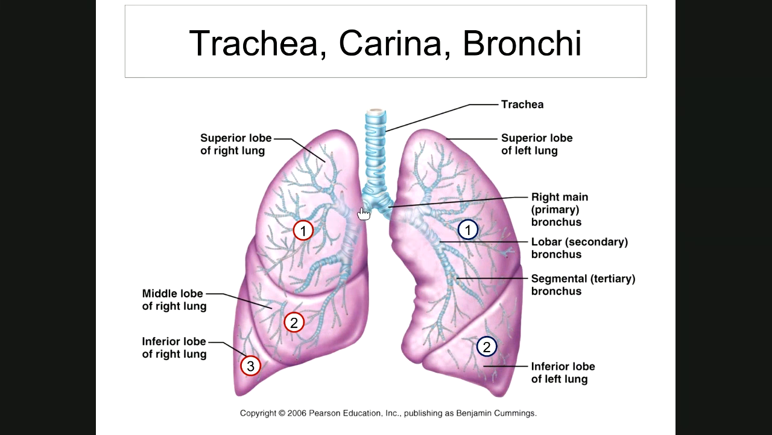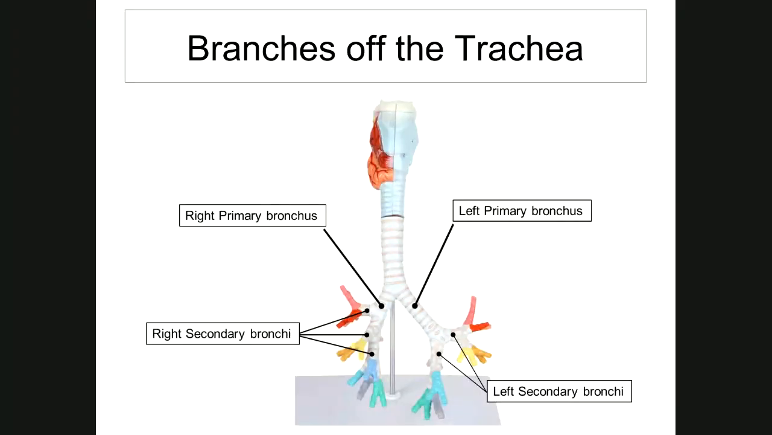The secondary bronchi are branches off of the primary. So let's look at secondary. Here's our trachea. You see that there's your primary bronchi. I've got this one fixed. This is the right on the right side and the left on the left side. So branches off of the primary are called secondary bronchi.